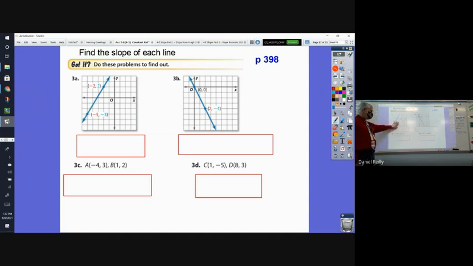We'll do 3A and 3C, and then we'll let you guys do the other two. All right. So find the slope of the line, and you're given a graph. And the graph doesn't have any numbers on it. It's not real world. So each block counts as 1 unit. Okay. So we can just count the blocks to find the slope.